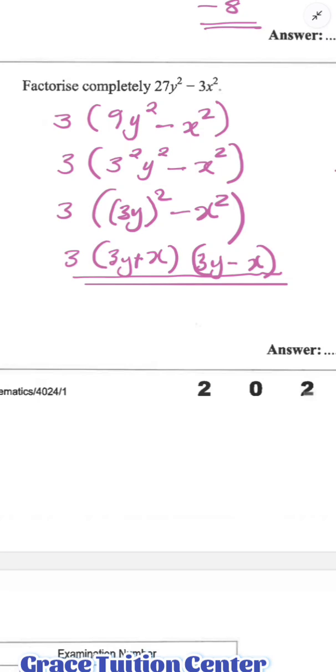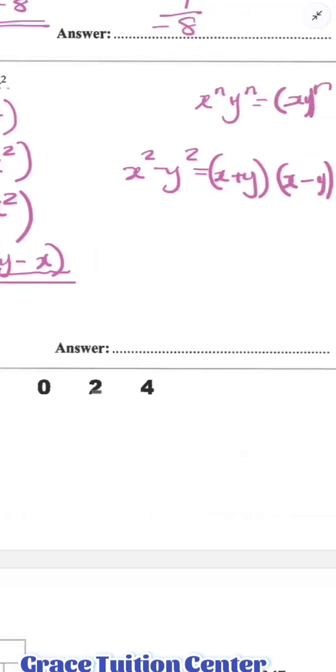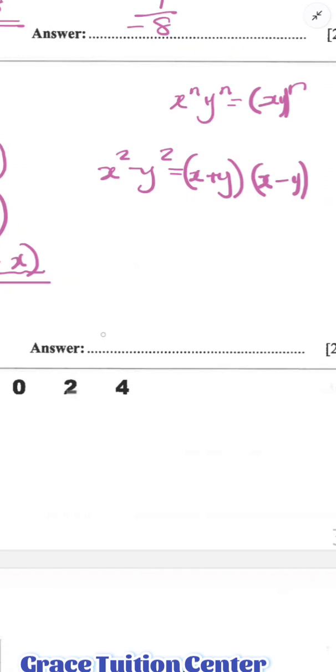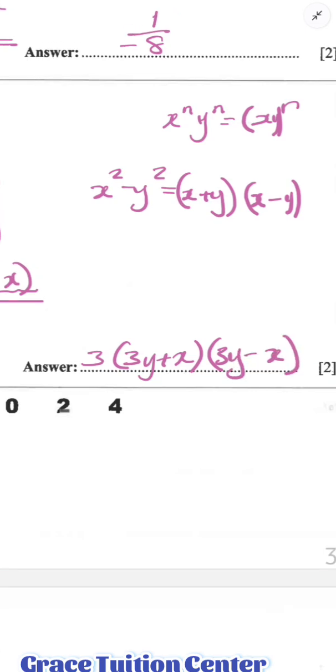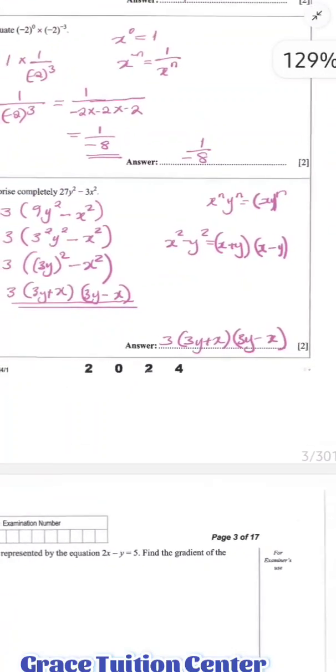So we have factorized this now, because there's nothing that we can factorize further here. Everything is done and dusted. So our final answer, we can come here on our answer space and write 3. Then we have 3y plus x. Sorry, my apologies there. Supposed to be 3y plus x. Then we have 3y minus x. So that is our answer there. So you can just fuse it into that working space.